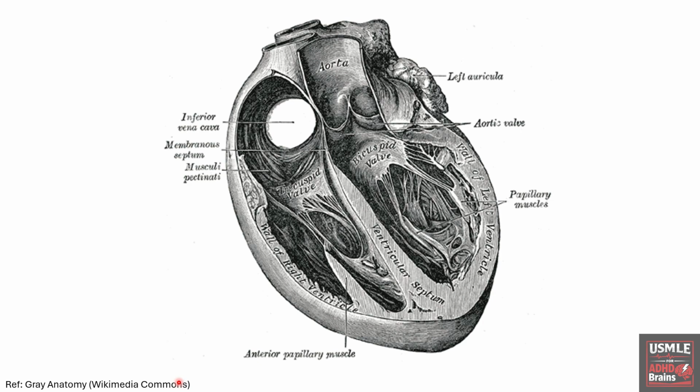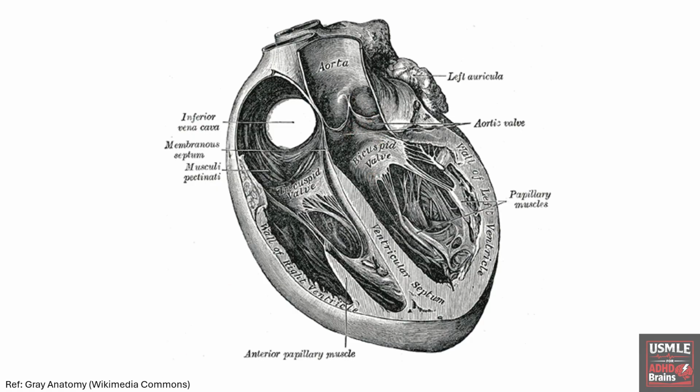When valve development is disrupted, the result can be stenosis, regurgitation, atresia, or malposition of the valve, depending on which part of the developmental process is affected.